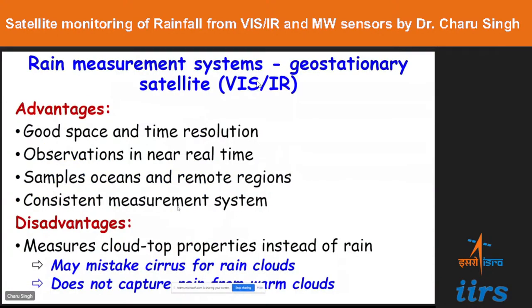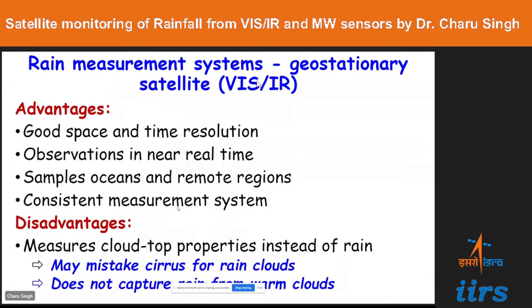Now the rain measurement system. As I told you in the previous slides, there are various methods for the estimation of the rainfall. So let's start with the visible and IR sensor. These sensors are available both on the polar satellites and the geostationary satellites. And if we use the visible and IR sensors onboard geostationary satellites, we get several advantages that we don't get in case of the polar satellites.